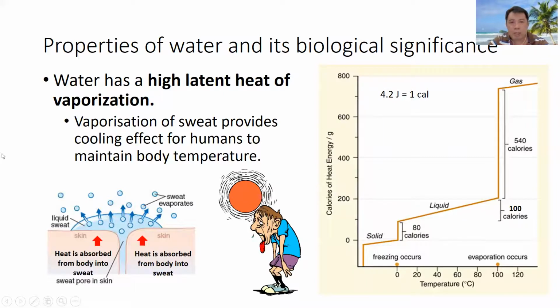So vaporization of sweat provides a cooling effect for humans to maintain body temperature. On a hot day, or when you are doing exercise, your body generates a lot of heat energy. So we want to release that heat energy, and sweating occurs. When sweating, a large amount of heat energy is lost from our body. Therefore, this provides the cooling effect for humans and other mammals to maintain the body temperature.